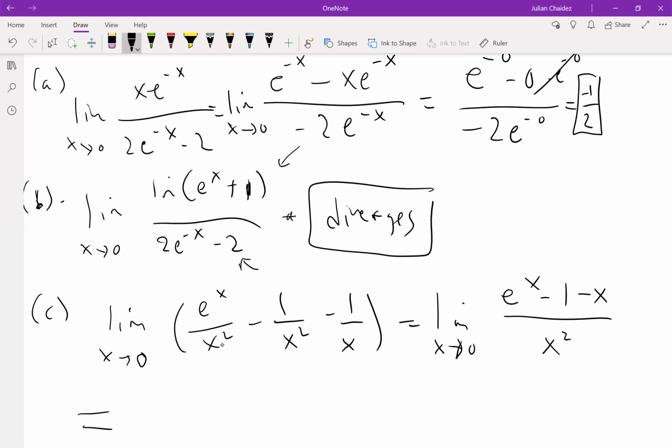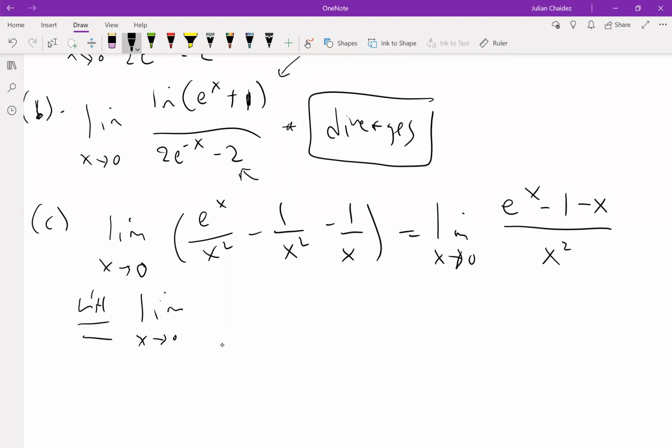Okay, now I apply L'Hopital once. I'm just going to write that as equal L, L, parentheses H. So if I apply L'Hopital once, that says that this limit is equal to the limit of e to the x minus 1 divided by 2x, right? So that's one application of L'Hopital.